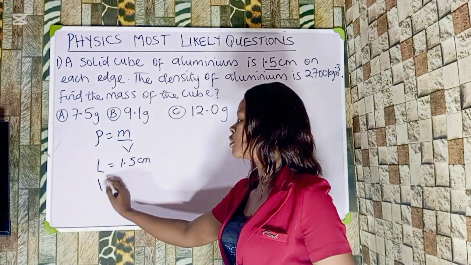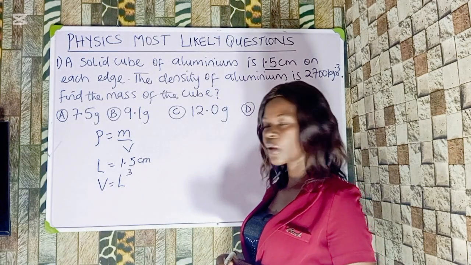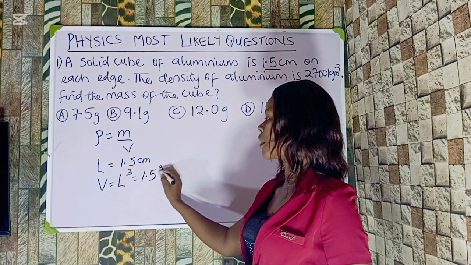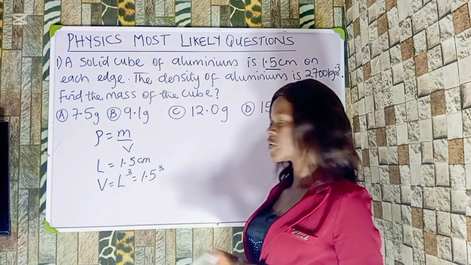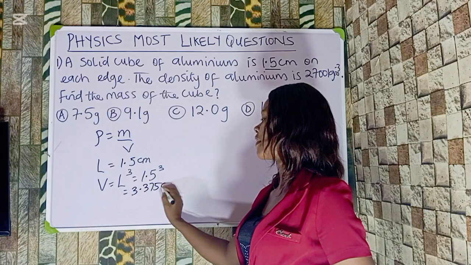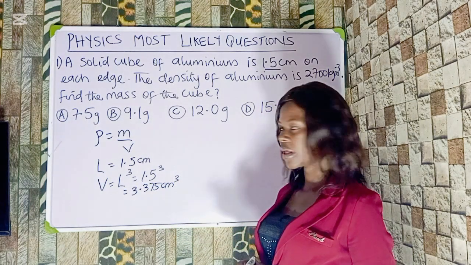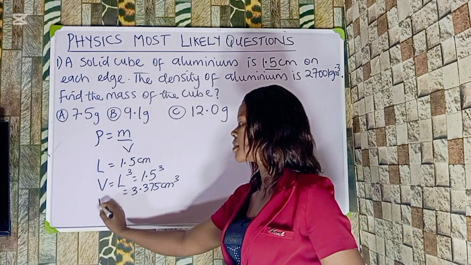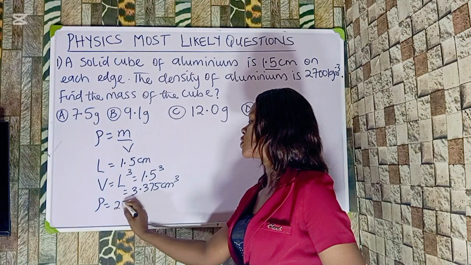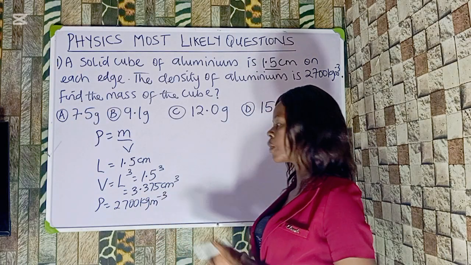Now, the volume is L cube because all the sides are equal. So we are going to say 1.5 raised to the power of what? 3. And it's going to give us 3.375 centimeter cube. That is just our length. But density in the question is given as 2,700 kilogram per meter cube.